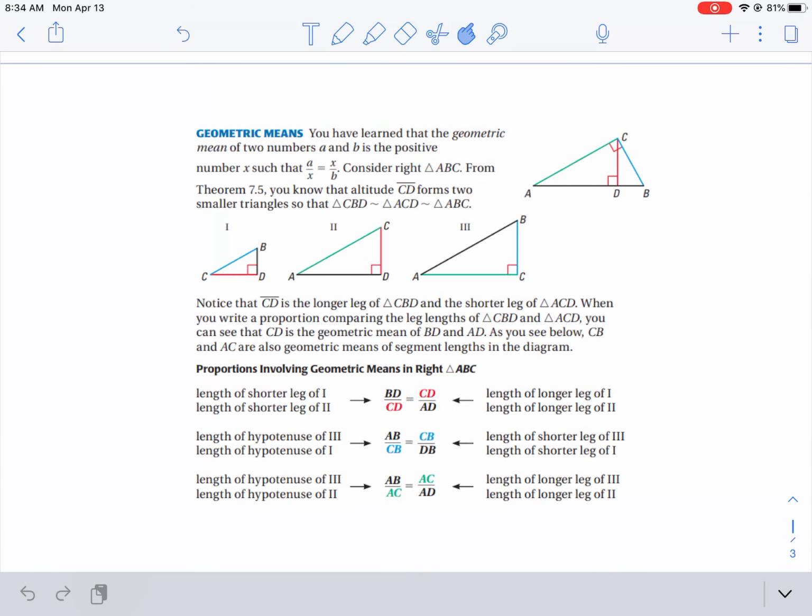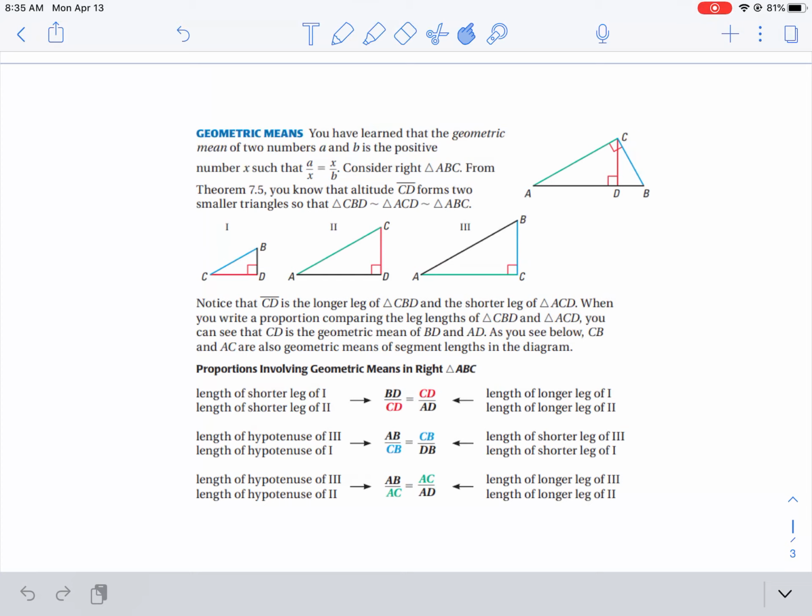Alright, the next thing we're going to talk about is geometric means. So you've learned that the geometric mean of two numbers a and b is the positive number x such that a over x equals x over b. When I consider the right triangle ABC, from theorem 7.5, you know that the altitude, CD, forms two smaller triangles so that triangle CBD is similar to triangle ACD, which is similar to triangle ABC.